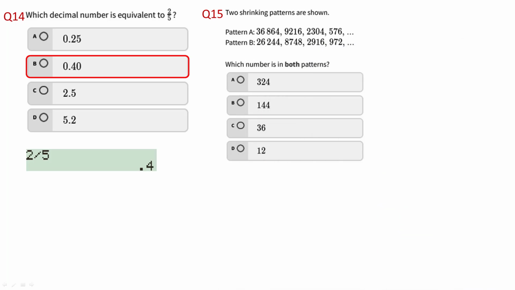Question 15, two shrinking patterns are shown. Which numbers are in both patterns? So you have to figure out how they are going down. Is there a common difference between them, a common divisor? And actually you'd have to play around with your calculator first.